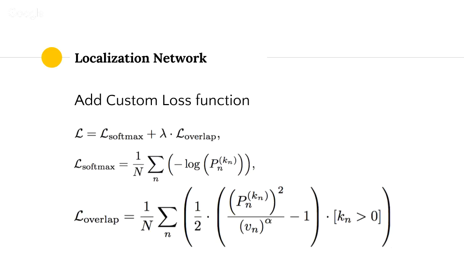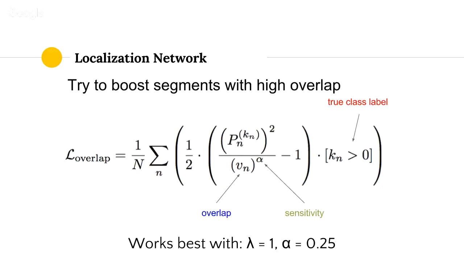The localization network, as I said before, has a new loss function added. They combine the softmax loss with a loss that computes the overlap with the video annotation. They weight it with a lambda, and they get the best results with lambda equal to 1. So they sum both losses. You can see the softmax loss, which we already know, and the last one is the overlap loss, which I'm going to explain. They compute this loss when the true class label is predicted. Here in the calculation is the overlap of the segment with the true annotation, the ground truth.